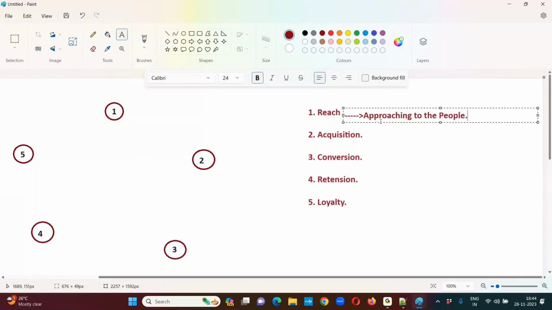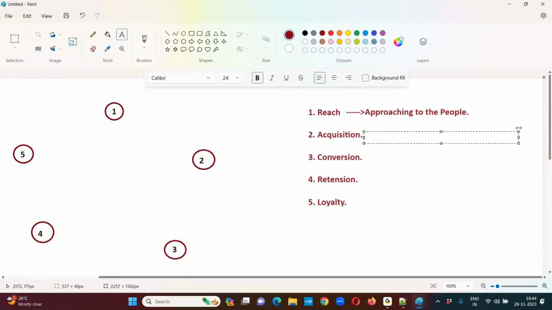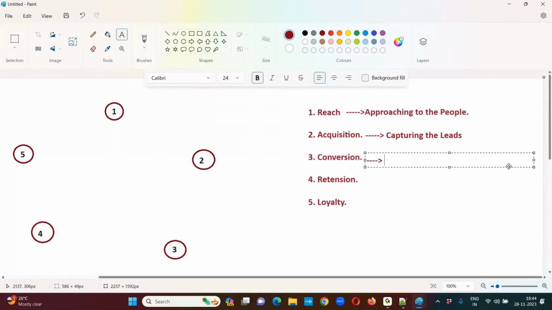Second one, acquisition. That means what? Sales, capturing the leads. How to capture the leads? Using campaigns, we know that. Next, conversion means what? Converting leads into customers, converting the leads into sales. Converting the lead to the customer.